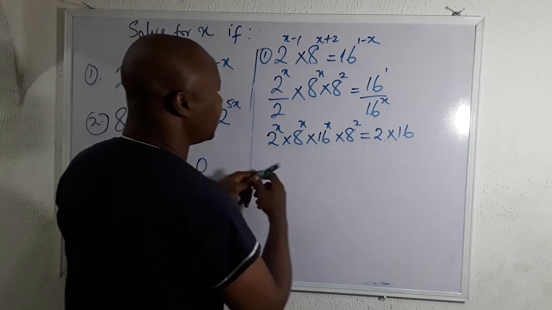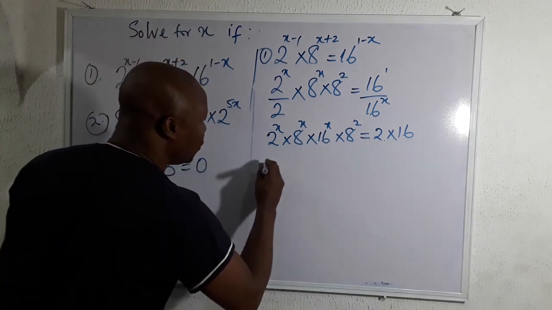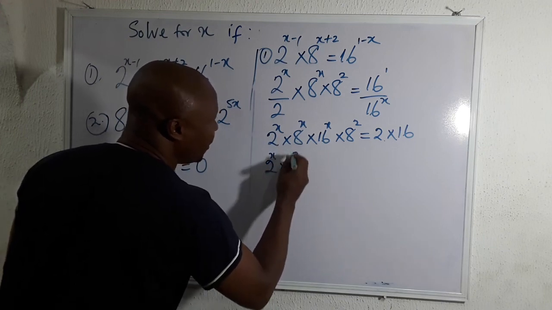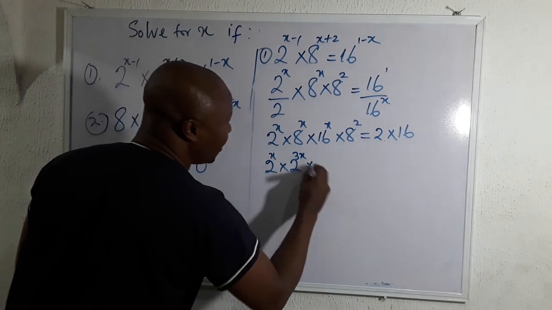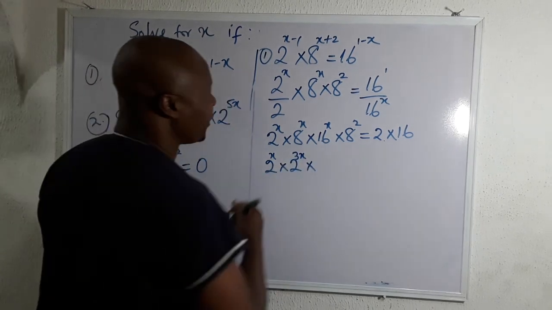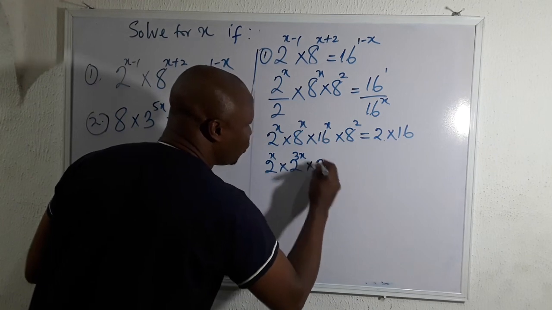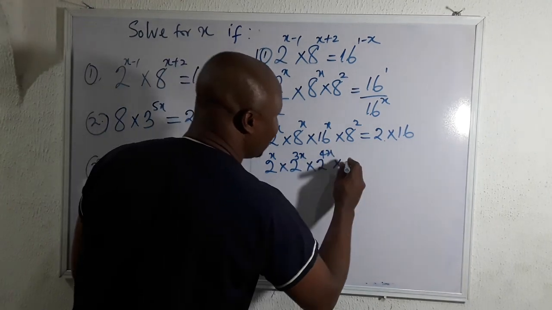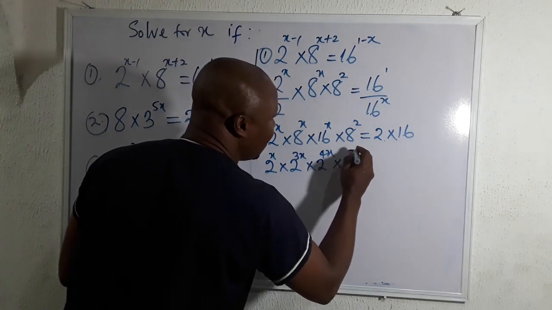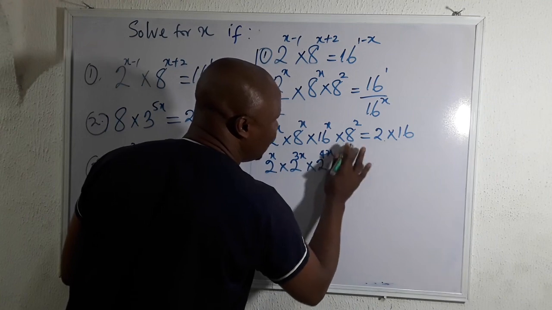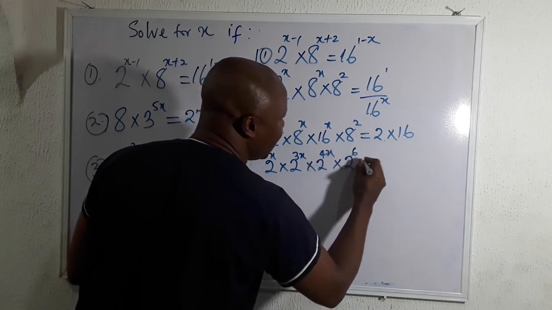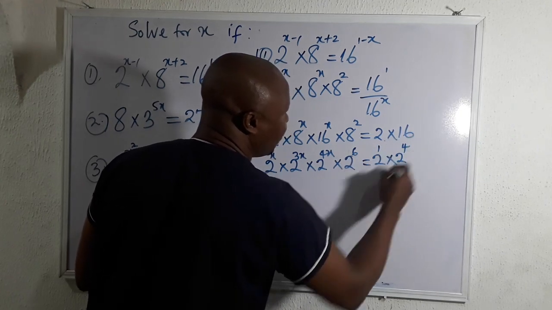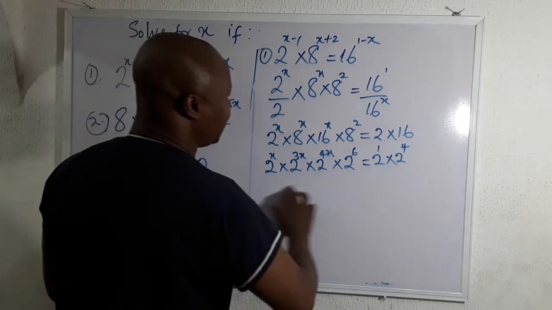So if we do that, that would be 2 raised to power x times, 8 is 2 raised to power 3, so with this x it is 3x, times 16 is 2 raised to power 4, so with this x it is 4x, that is 2 raised to power 4x, times 2 raised to power 3 times 2, and that will be 6. That will be equal to 2 raised to power 1 times 16, which is 2 raised to power 4. Now we can see that we have expressed everything to the base of 2.